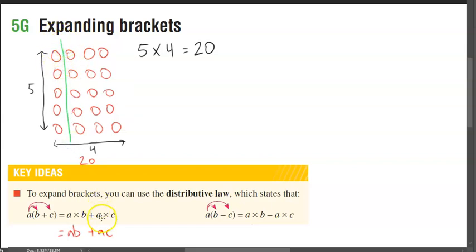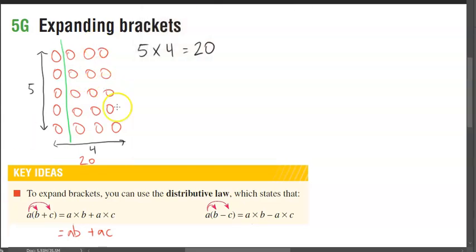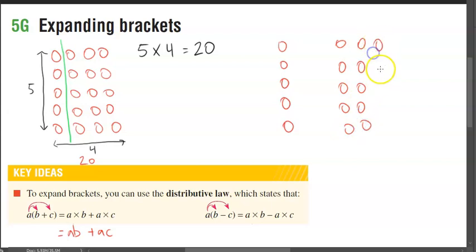Okay, so I'll put this split line. What I'm going to do is redraw this set of 20 dots, but I'm going to separate them. I'm going to put 5 here, and the other 15 here, and we still have 20. We've just split them up into 2 different parts, 5 by itself and 15 by itself.